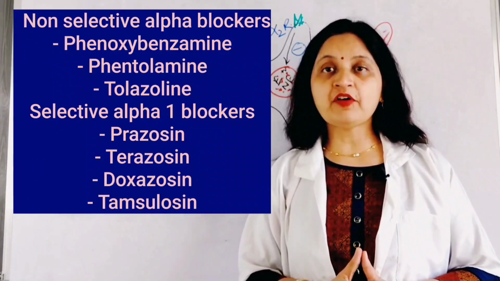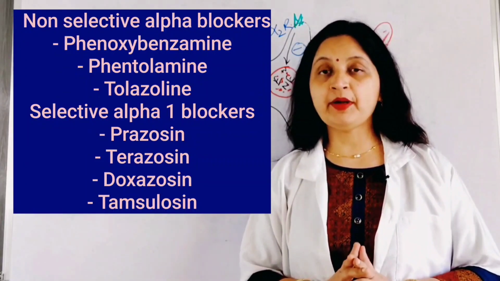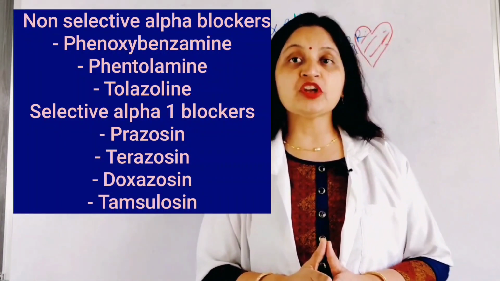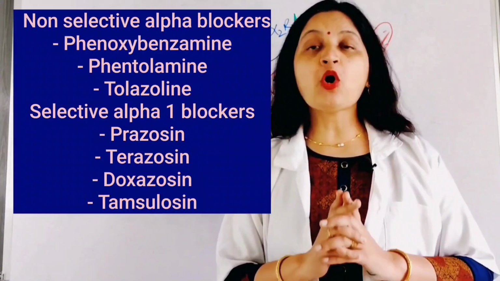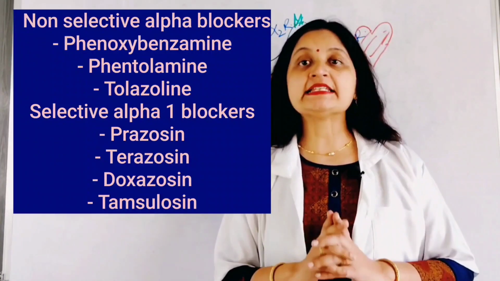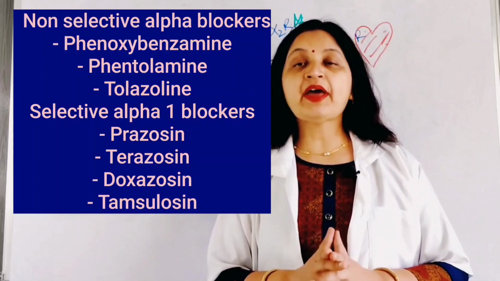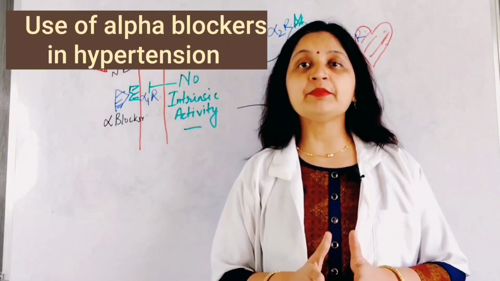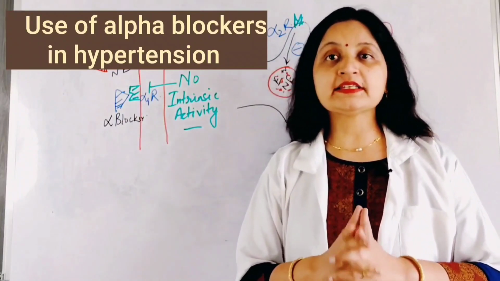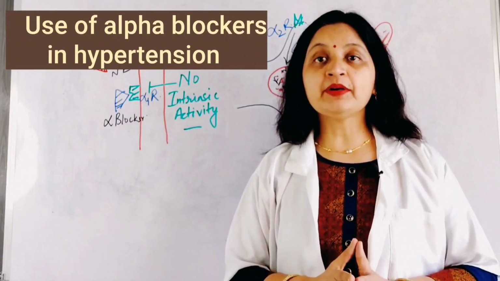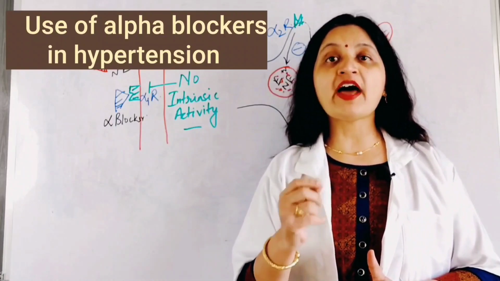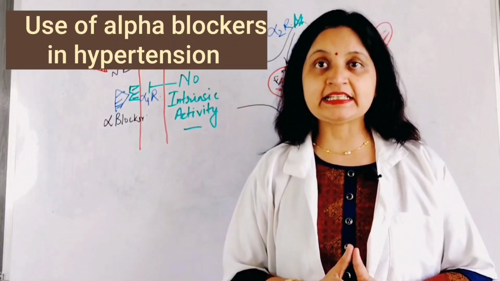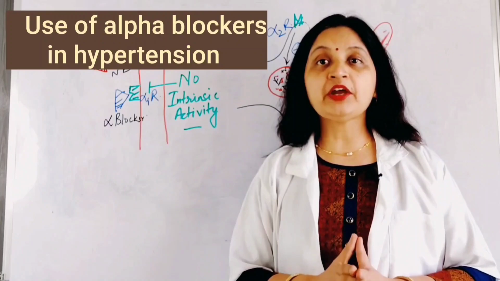Coming to the use of alpha blockers in hypertension. Remember, we have learned that hypertension is of two types, primary or essential hypertension and secondary hypertension. In primary hypertension, the cause is unidentified and majority of the hypertensive patients fall under this category. In secondary hypertension, there is an underlying cause of hypertension such as chronic kidney disease, Cushing syndrome, thyroid disorders.